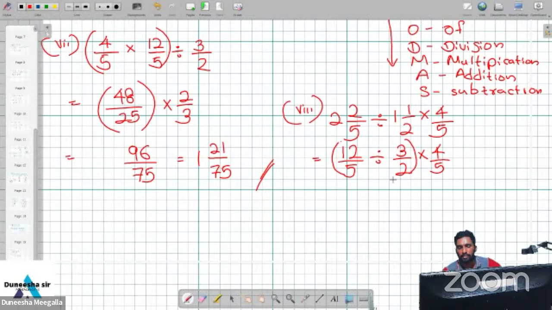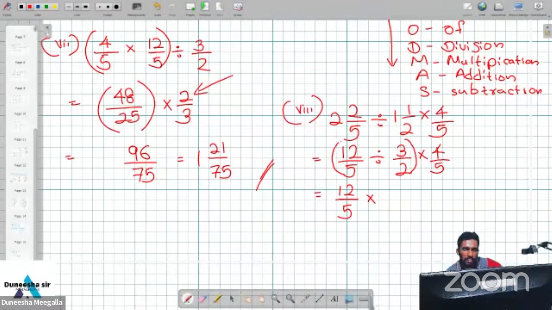Then we have to simplify the first operator, the division. How do we do the division? First write down the first fraction, and then you have to get the multiplication. After the fraction, at the division symbol, get the reciprocal of it. What is the reciprocal? 3 over 2. The reciprocal means flipping it upside down. What is the reciprocal of it? 3 over 2.